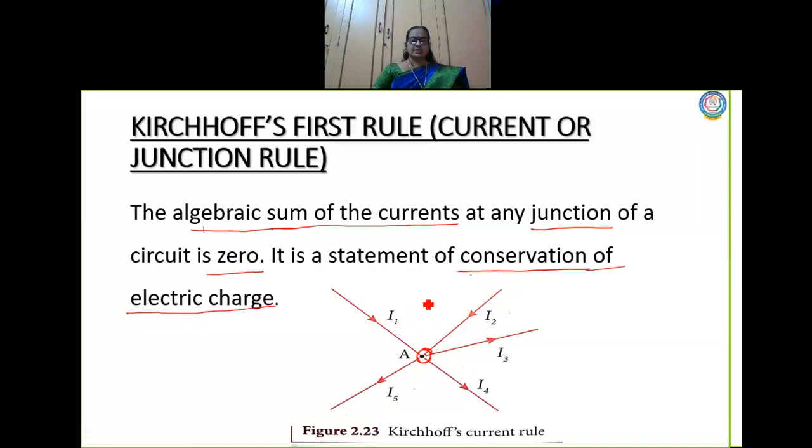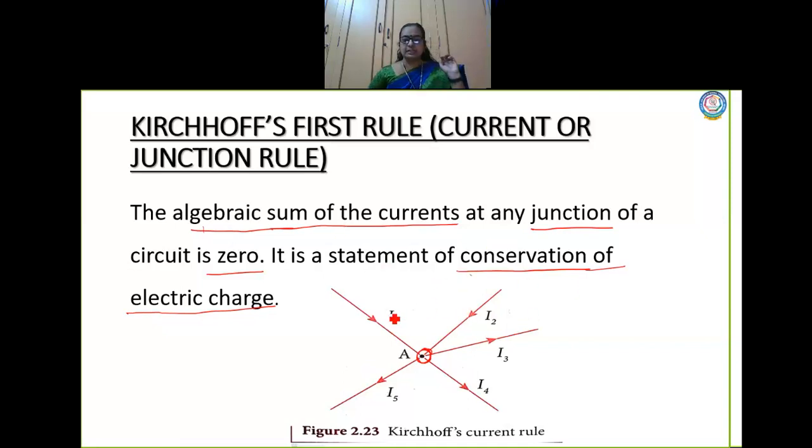Now what is the direction of current I1? Whenever the direction of current is towards the junction, we take the value of the current to be positive. Whenever the current is moving away from the junction, we take the value of the current to be negative. This is the sign convention that we use here. For every law, we need to follow a sign convention.